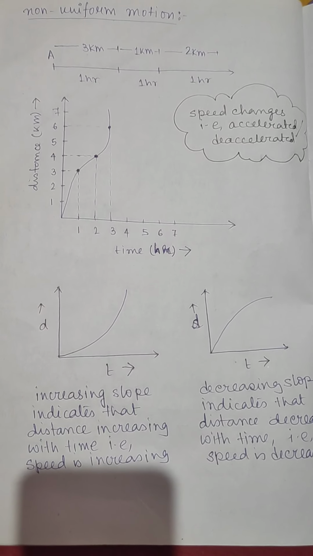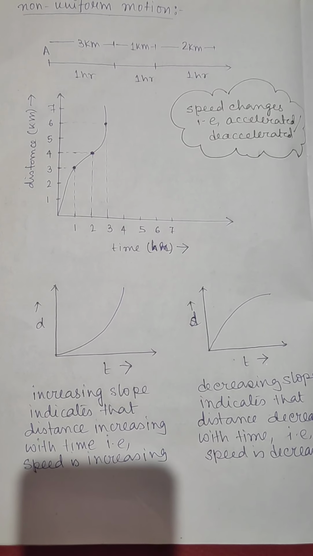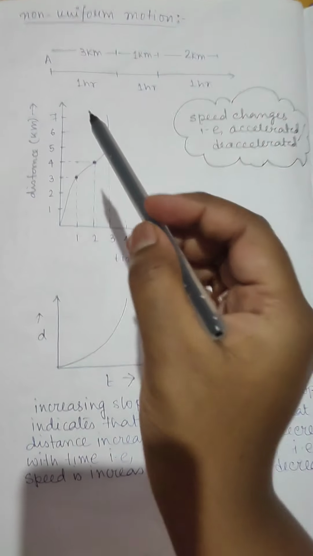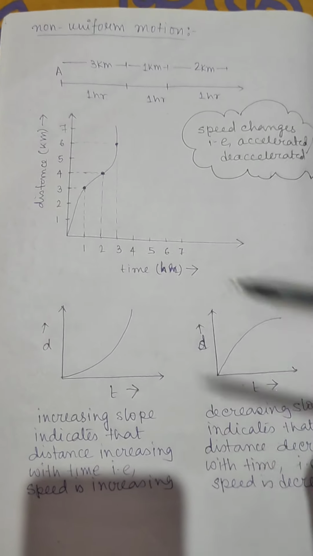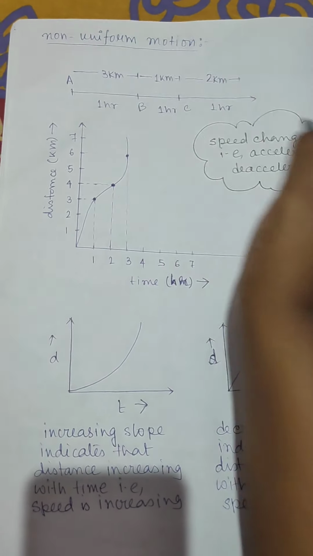What is non-uniform motion? When an object travels unequal distances in equal intervals of time, these kinds of motions are called non-uniform motion. Now let's see an example. Suppose we have a body A, which travels from here to point B and then to point C and so on.